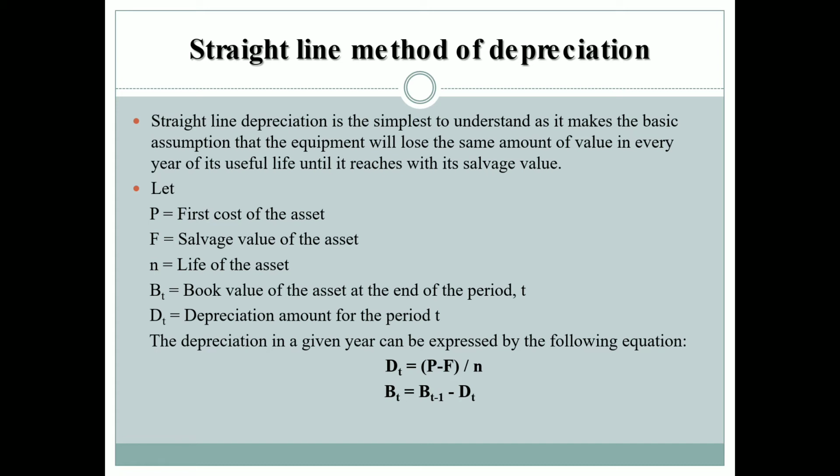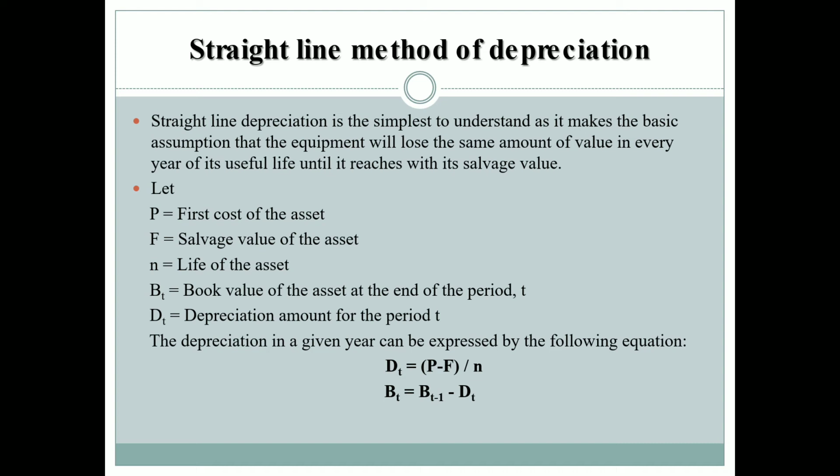So for every year, a constant amount has to be decreased from its initial cost. So that is your depreciation, that is the straight line method of depreciation. Let P be the first cost of the asset, in the sense when you purchase the equipment, what is that amount, that is your P. Whereas F is the last cost, the end cost of the equipment, that is the salvage value of the asset.